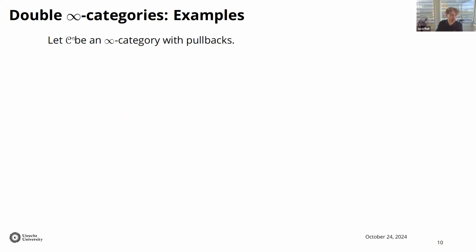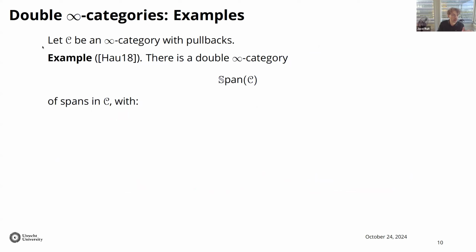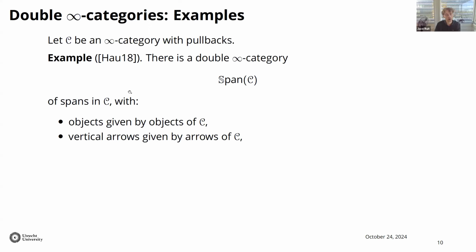So let's see some examples. If C is an infinity category with pullbacks, then you can construct the following double infinity category that would be maybe familiar to you, or at least the double category version. You can construct this double infinity category of spans in C, where the objects are given by the objects of C, the vertical arrows are given by arrows of C, and the horizontal arrows are now given by spans. And composing horizontal arrows is just by the usual composition formula for spans, so just by constructing pullbacks.